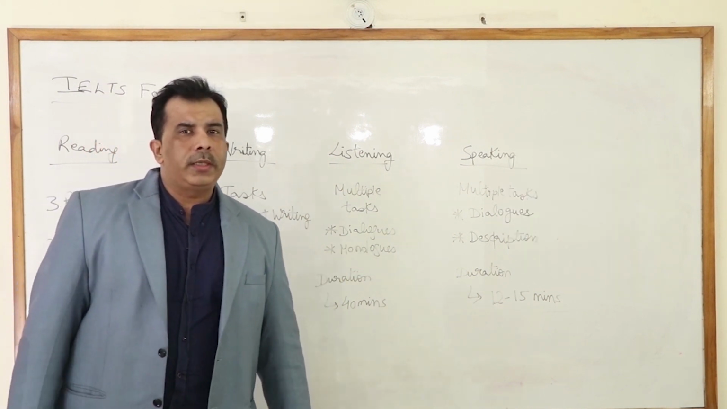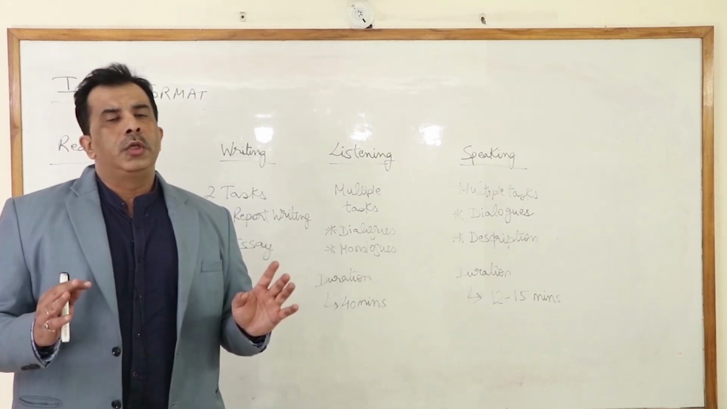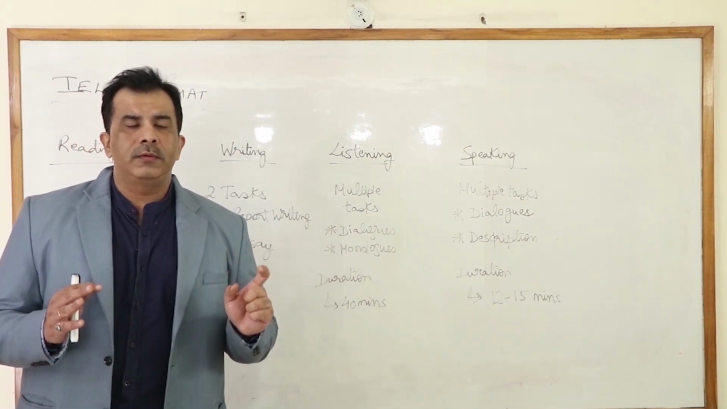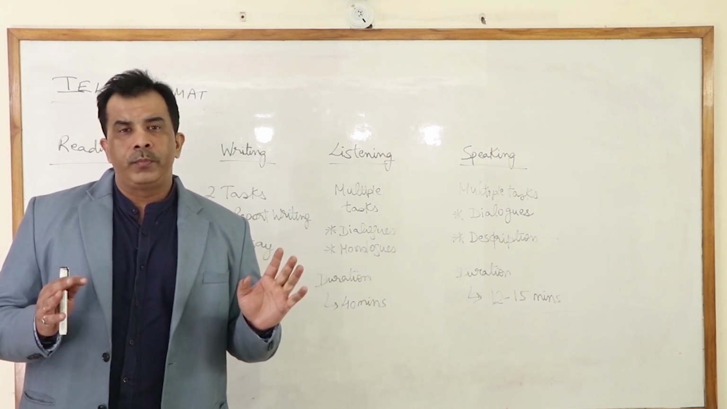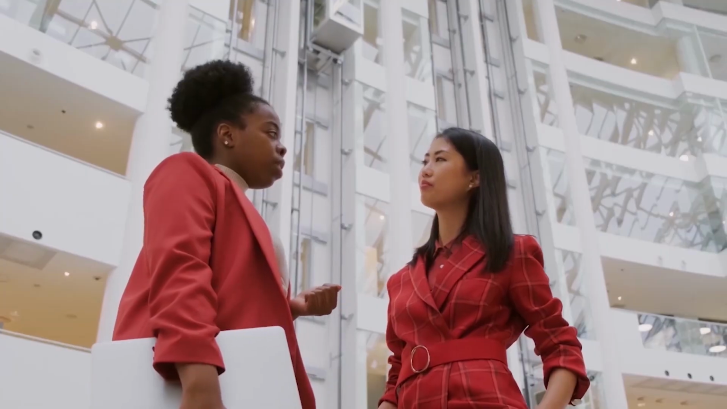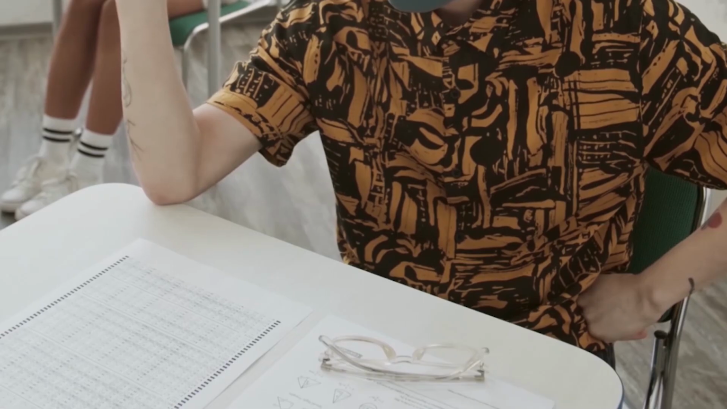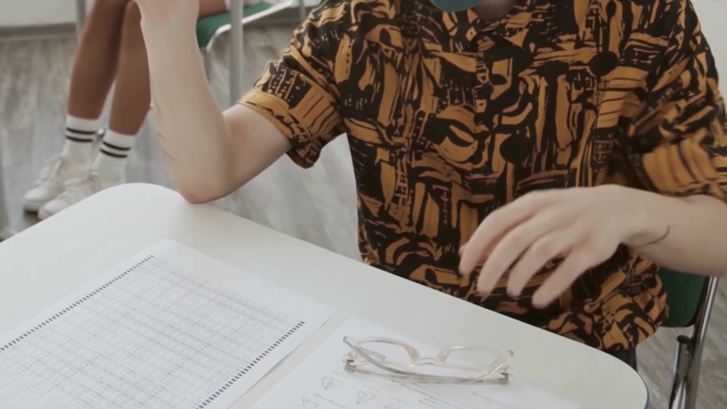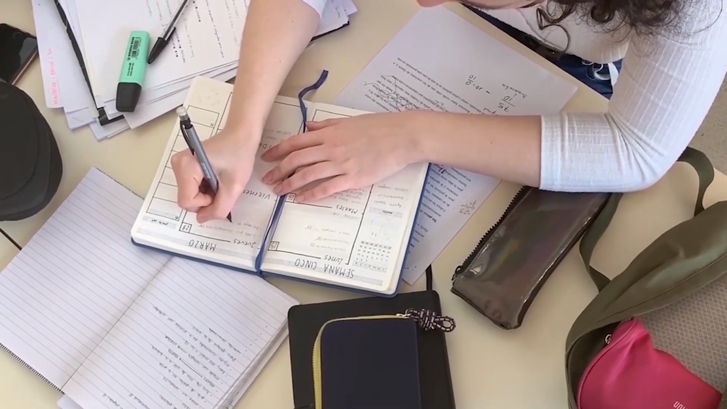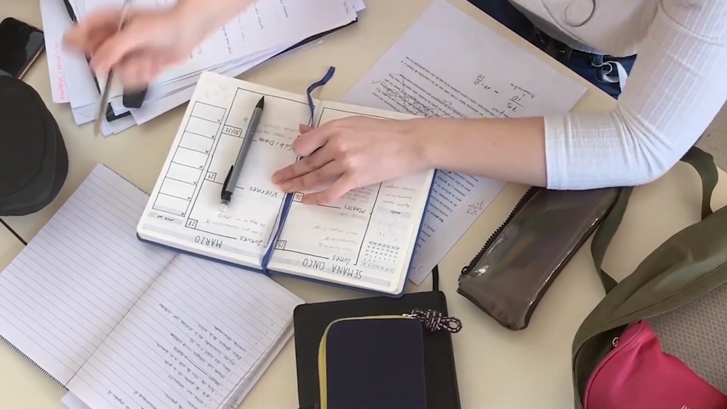Let me tell you one thing. Till now I have covered reading, writing and listening. This is a collective test which happens on a single day: LRW, which is listening, reading and writing. It starts with listening with a duration of 40 minutes, then reading with a duration of 1 hour, then writing again with a duration of 1 hour. So this test will be taken on one single day.